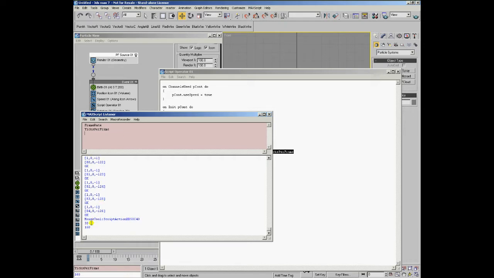At 30 FPS, the number of ticks is 160. A tick is the smallest time unit in 3ds Max. There are 4,800 ticks in 1 second. Obviously, when working at 30 FPS, 1 frame contains 4,800 divided by 30, or 160.